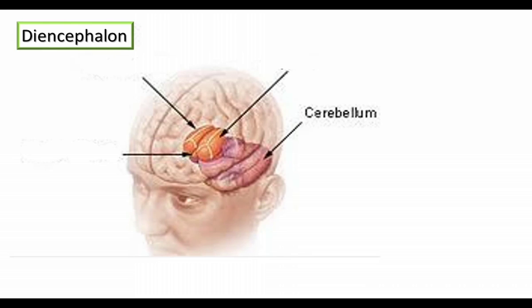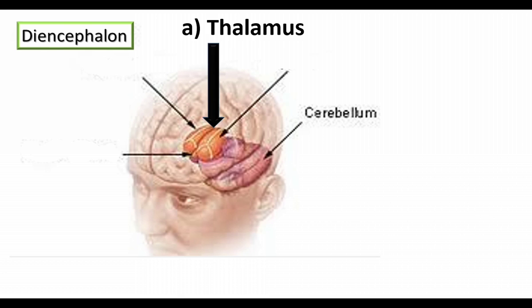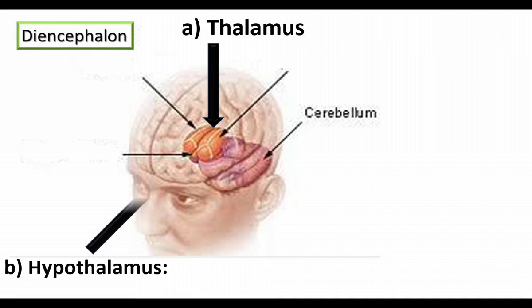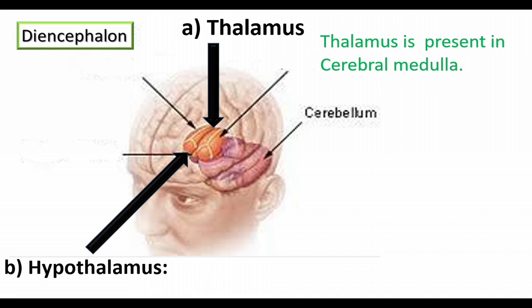Diencephalon is found at the floor of the cerebrum. It has two parts, thalamus and hypothalamus. The upper part of the diencephalon is the thalamus and the lower part is the hypothalamus. Thalamus is present in the cerebral medulla, which is the central part of the cerebrum.